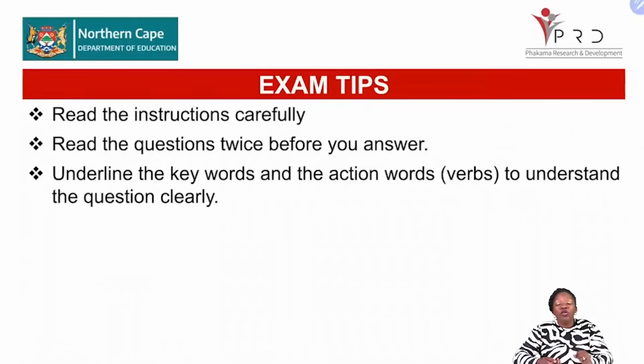Then number 3, you must make sure that you underline the keywords. When I'm saying underline the keywords, if the question is saying name or state, you can never write 4 lines, because state or name, you just need 1 answer. Then your action words or your action verbs, again, if the question is saying state the types of settlement, so that type of settlement is becoming your action word, so you know what you are stating.